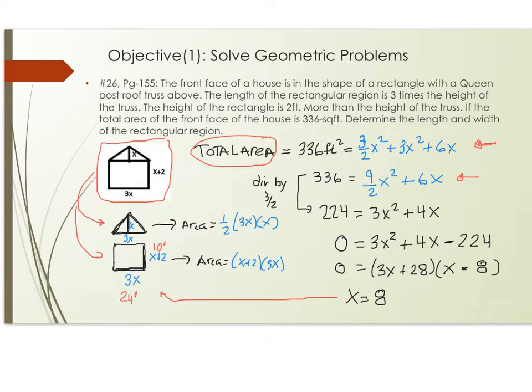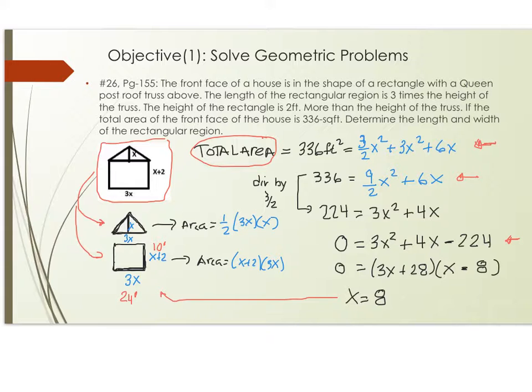So we're going to divide both sides of the equation by 3/2. When we do that, we get 224 is equal to 3x squared plus 4x. And now we want to use the zero principle, so we have it in a quadratic form. So we subtract 224 from both sides of the equation, and we see we get 0 is equal to 3x squared plus 4x minus 224.